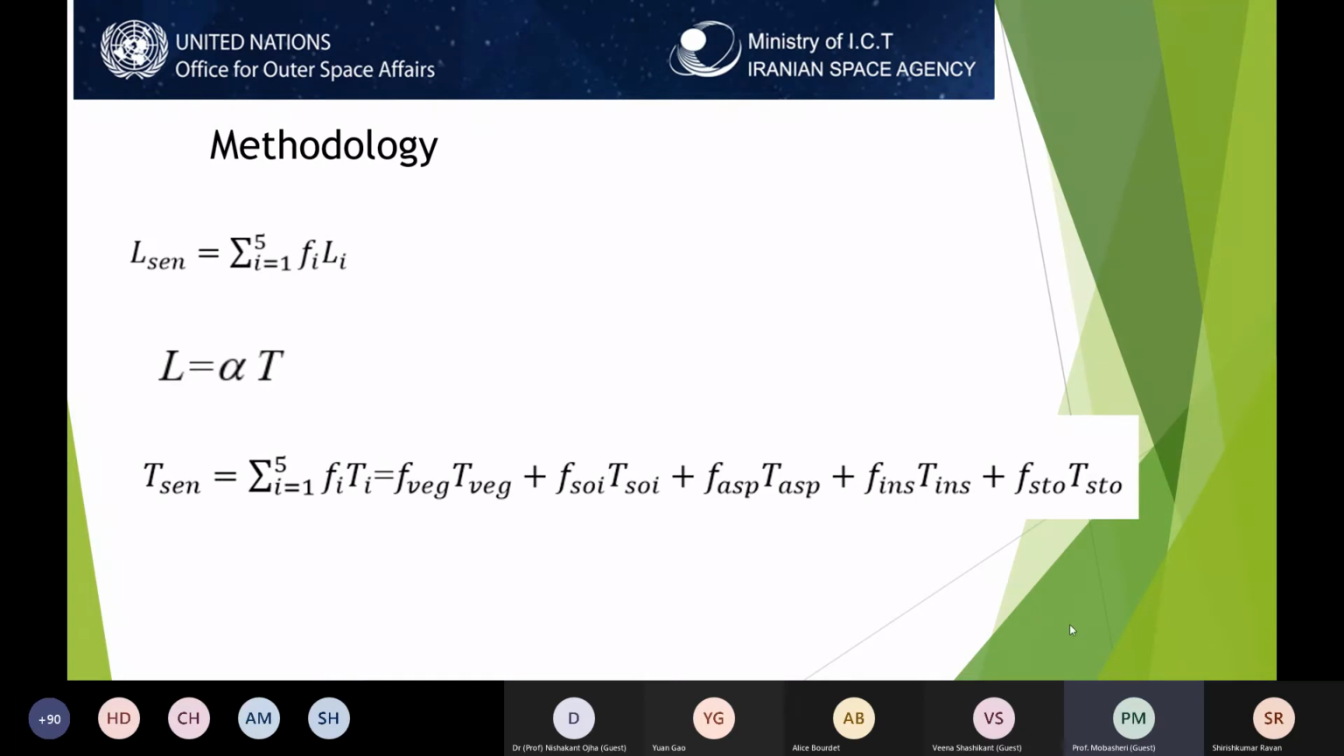When we are dealing with the wavelengths of 11 to 12 microns, which is the proper wavelength for calculating surface temperature, there is a linear relation between radiance and temperature in Kelvin. So L equals alpha times T, where alpha is a constant coefficient. Based on this, the first equation turns into this one. So T of sensor, what the sensor measures, which is LST, is equal to the fraction of vegetation times the temperature of vegetation, plus the fraction of soil times the temperature of soil, the fraction of asphalt times the temperature of asphalt, and so on and so forth. This equation is used for this research.